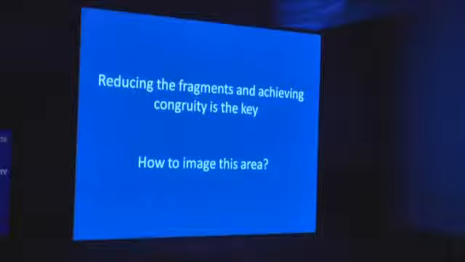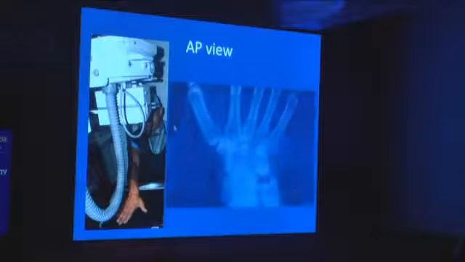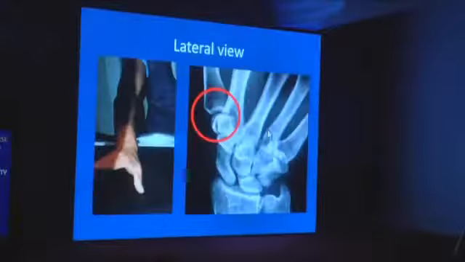So how do you image this? You've got this in your operating theater and you don't know how you're going to see it. Now when you take an AP view, this is what you're going to see. Really not so good. When you take a lateral view, this is what you're going to see, and again not really very good. So what do you do to get a good view?